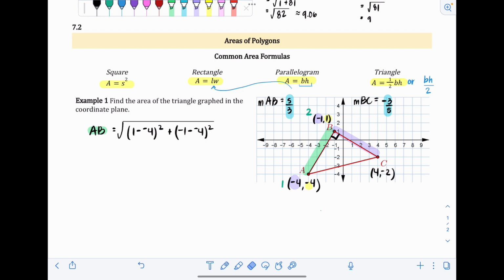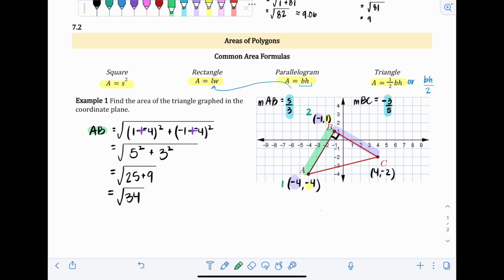And then now we'll subtract each. We have a bunch of double negatives. So 1 minus -4 turns into 1 plus 4, so that would be 5 squared. And then -1 minus -4 turns into -1 plus 4, so that would be 3 squared. And then 5 squared is 25, plus 3 squared is 9, and then 25 plus 9 would be 34. So this would be the square root of 34.